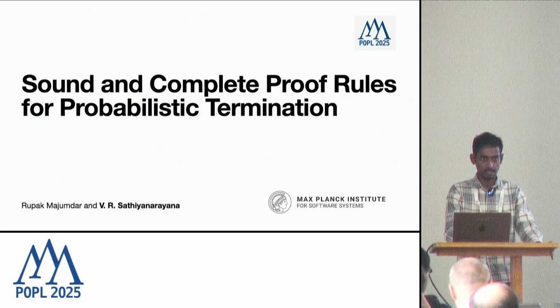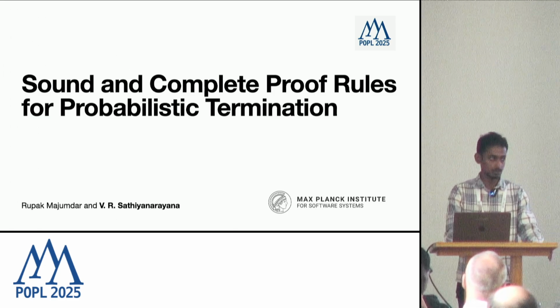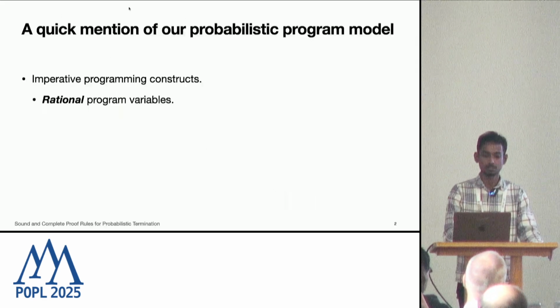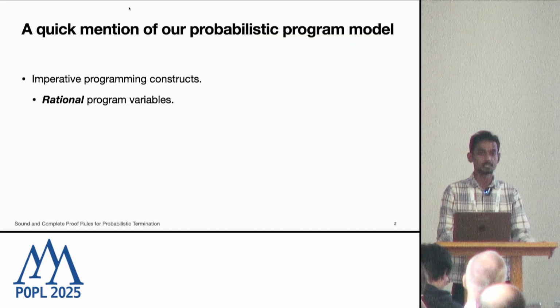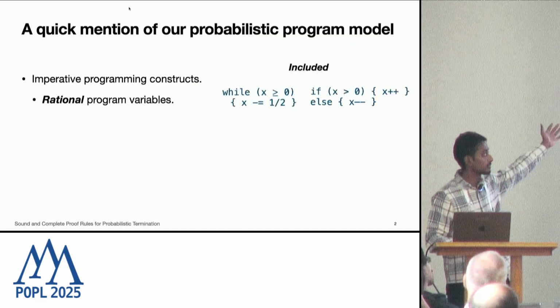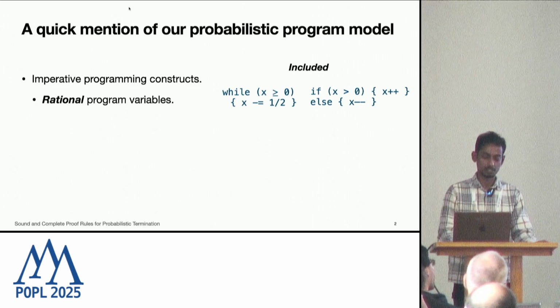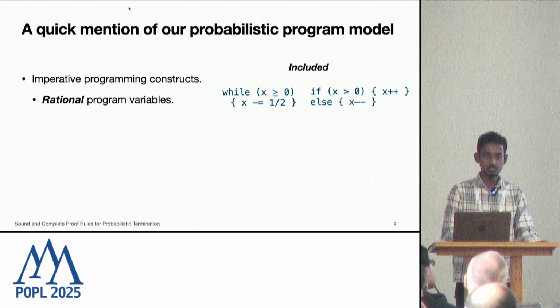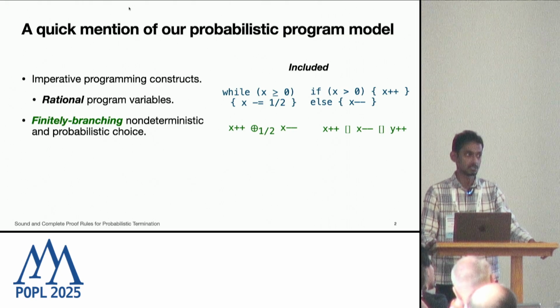Before I get into the meat of our work, let me start with the mention of our program model. We include the basic imperative programming constructs like while loops, if conditions, and so on, and we allow our program variables to take on rational numbers. In addition, we allow for finitely branching probabilistic and non-deterministic choice.